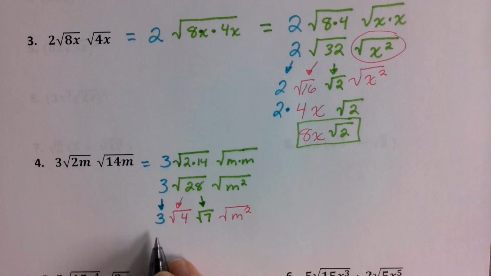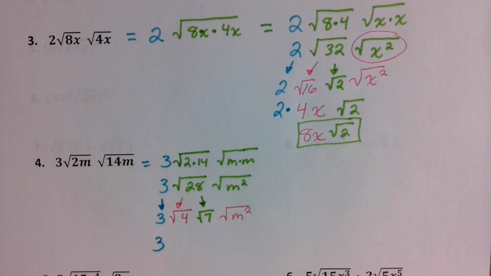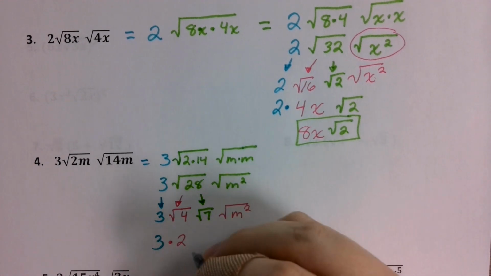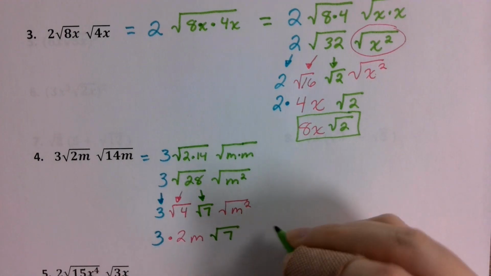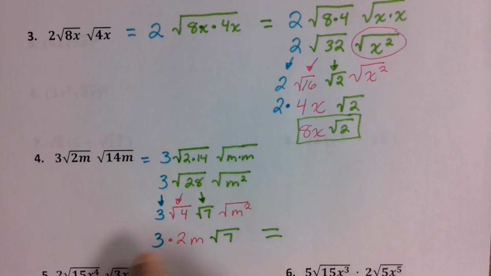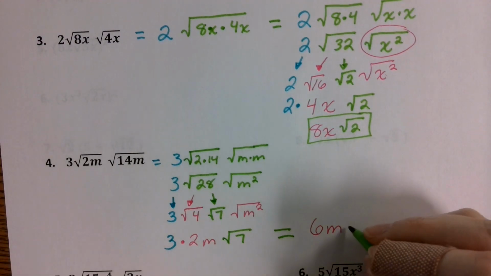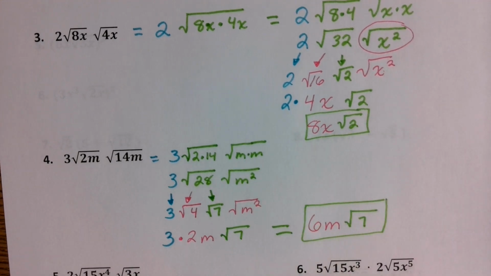Okay, so I have the 3 is already on the outside. Square root of 4 is going to come out to a 2. Square root of m squared is going to come out to m. And then we have square root of 7 on the inside. So the entire thing, when I multiply the 3 times the 2m, that becomes 6m square root of 7.